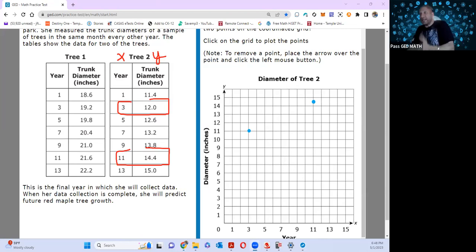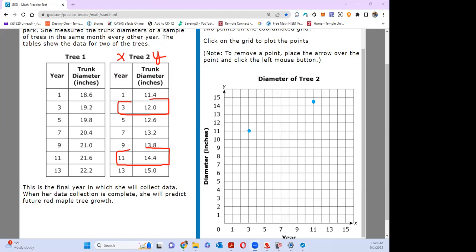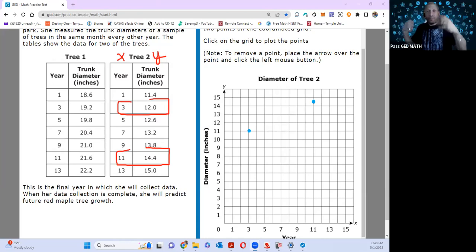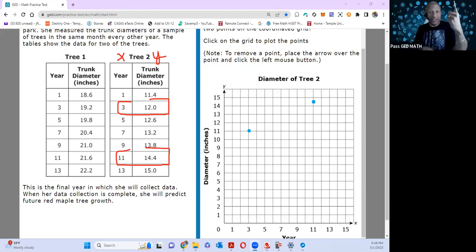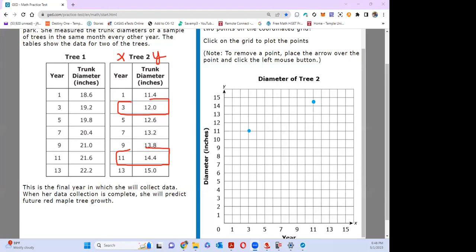And people have been getting this type of problem on that practice test. You cannot get intimidated by a question. If they're asking you to put something on the coordinate plane, you need the X and you need a Y. Now, this was the easy part.